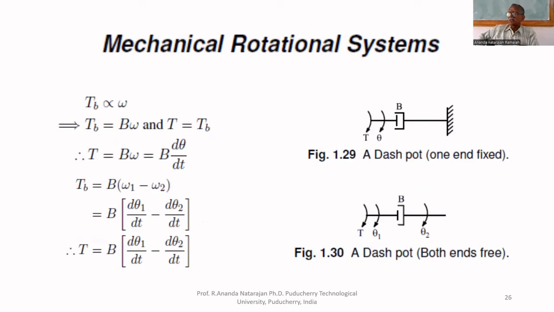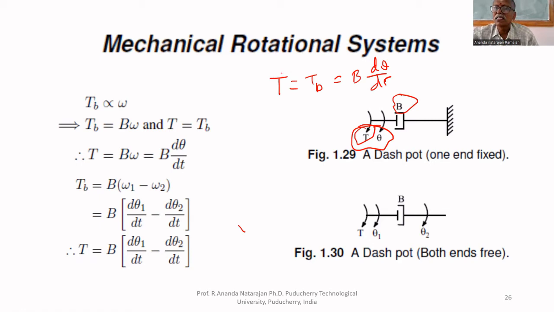In the same way, the dashpot effect. The angular displacement is theta. The applied torque is T. Dashpot constant is B. Therefore, applied torque must be equal to T_B, which is B d theta by dt. That's all. But d theta by dt is angular velocity omega. That's why we can write B omega also.